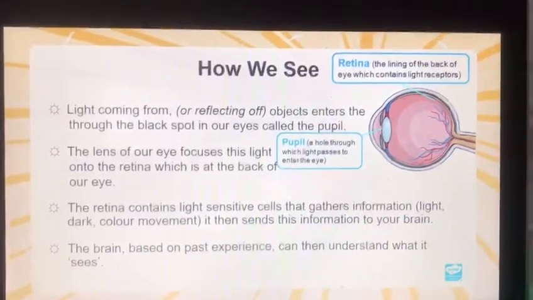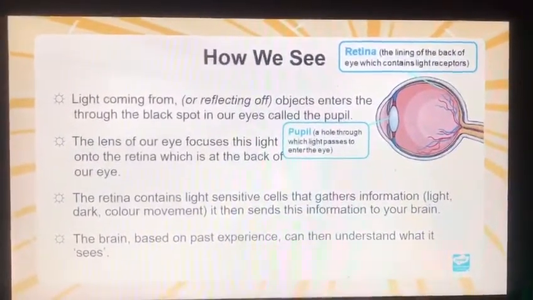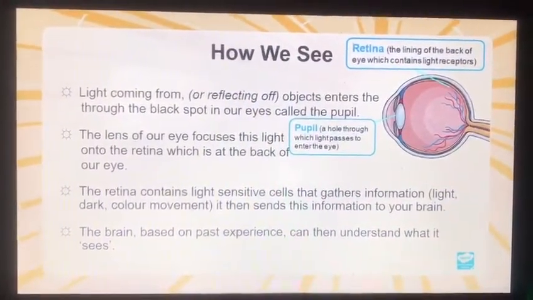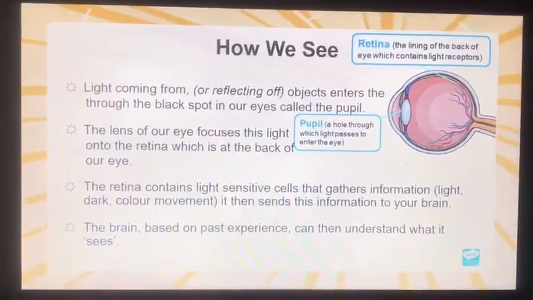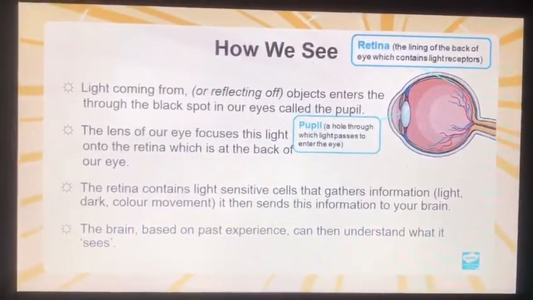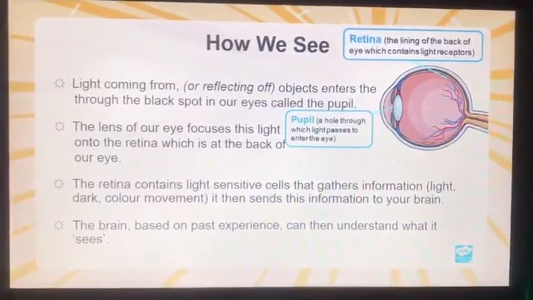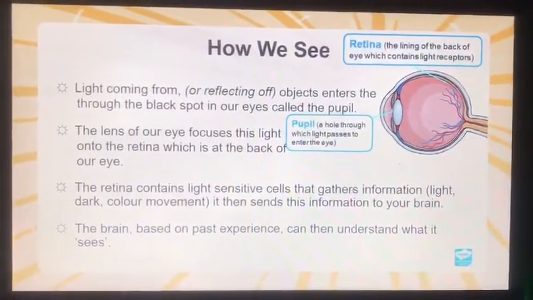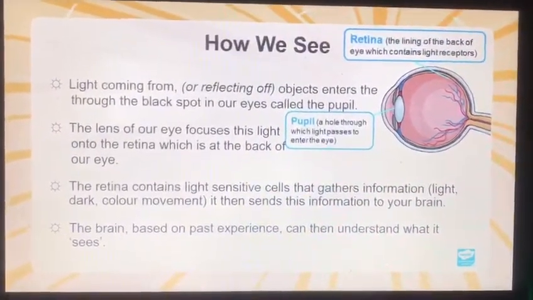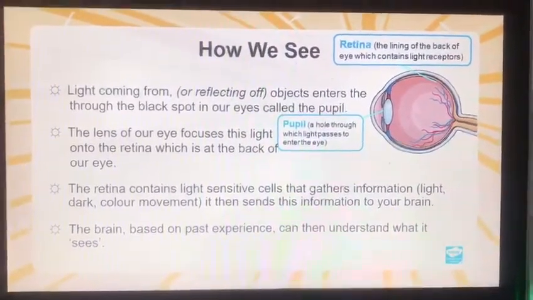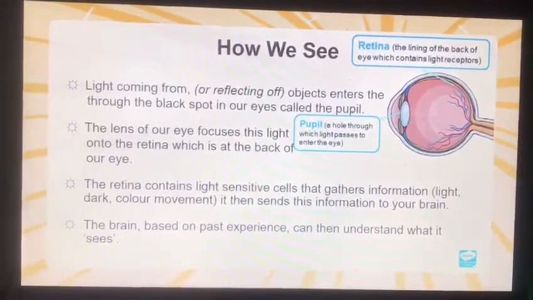So light coming from or reflecting off objects enters through the black spot in our eyes called the pupil. The lens of our eye focuses this light onto the retina, which is at the back of our eye. The retina, which contains light-sensitive cells, gathers this information, which is of light, dark, colour and movement, and it then sends this information to our brain. The brain, based on past experiences, can understand what it sees.